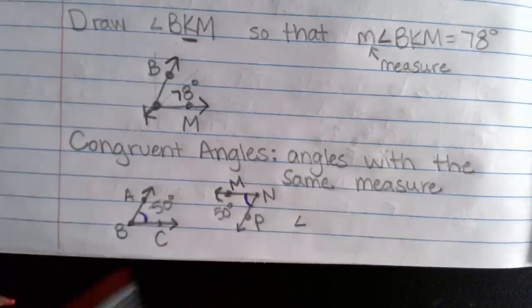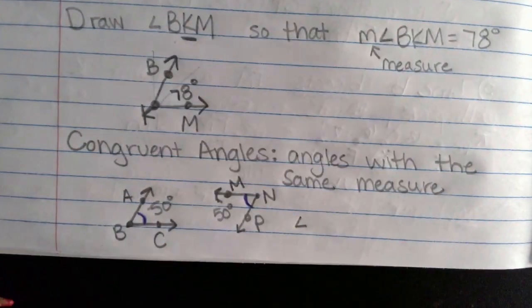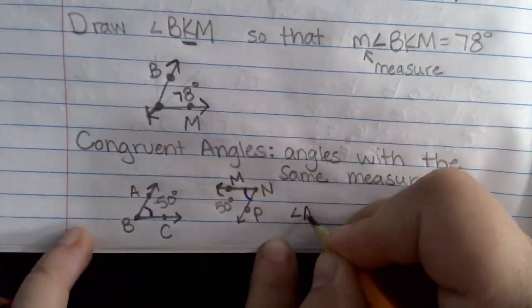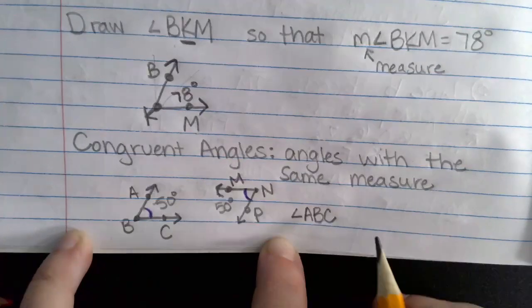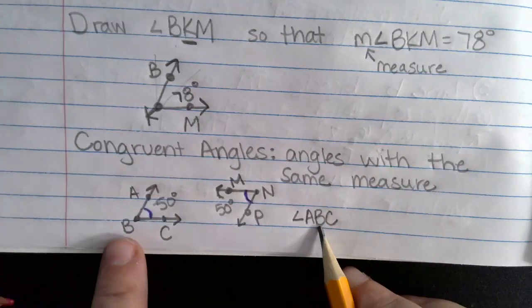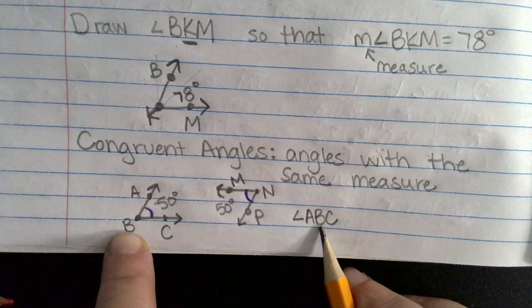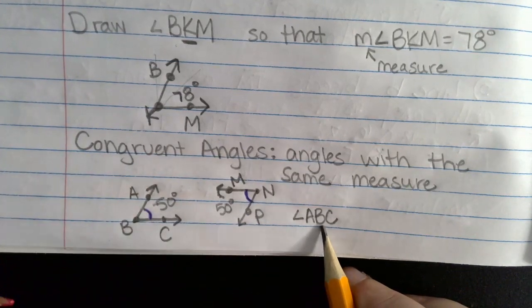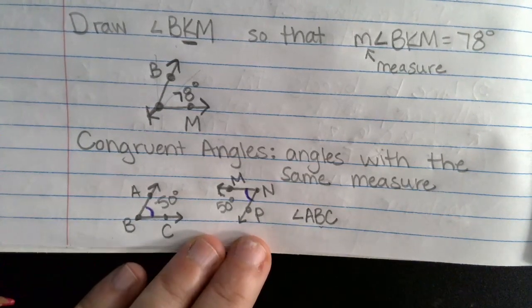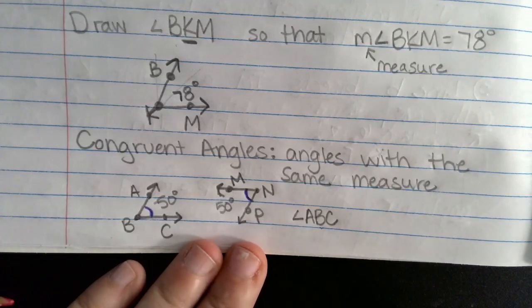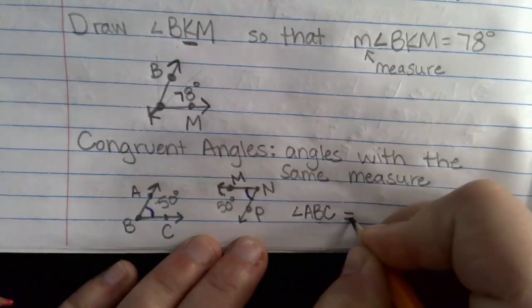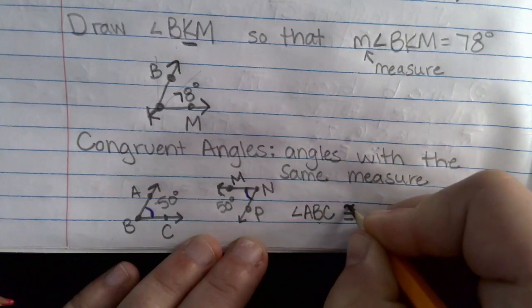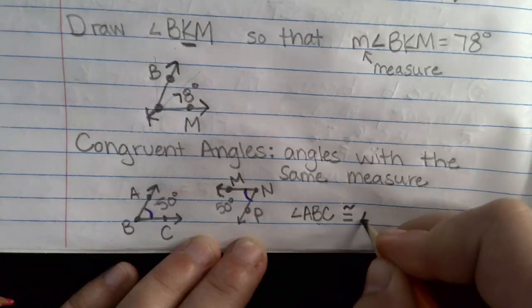Who feels like they can name this first angle for us? A, B, C. Good, we're going to use those three letters, A, B, C. B is in the middle. That tells me it's the vertex, it's the middle point. And then it goes out to A and it goes out to C. What's that congruent symbol again when we write it? Good, an equal sign with that squiggly top is congruent to angle.